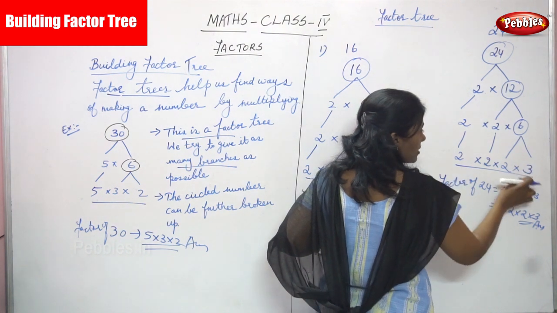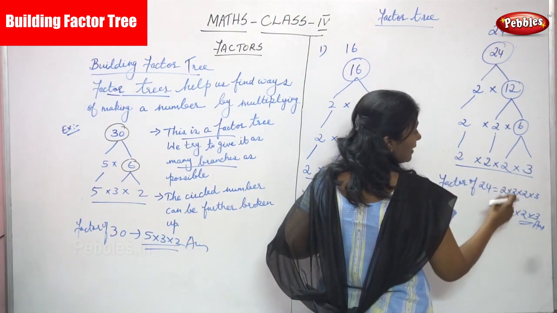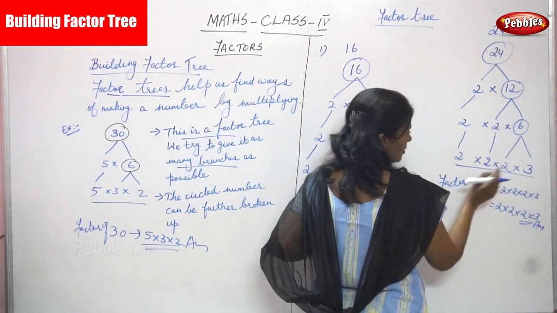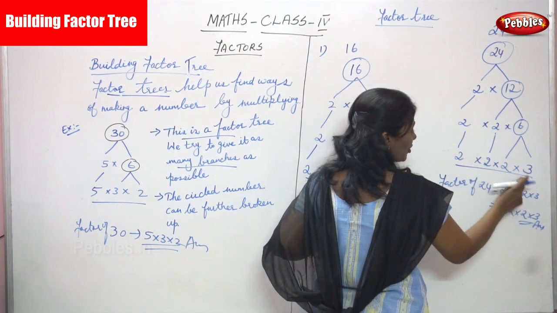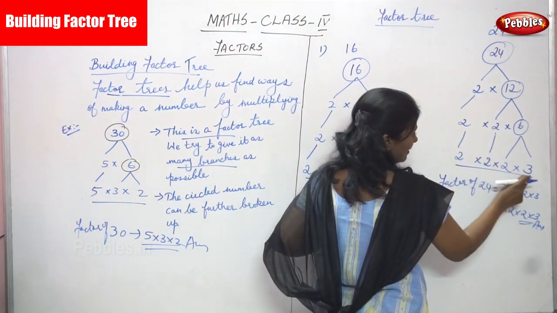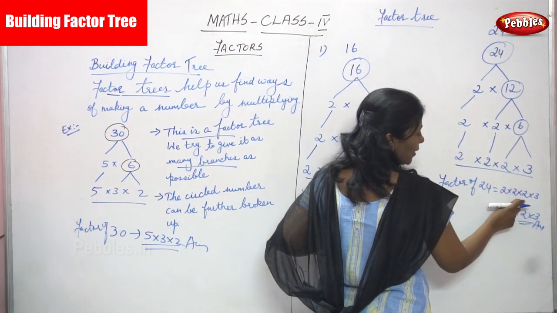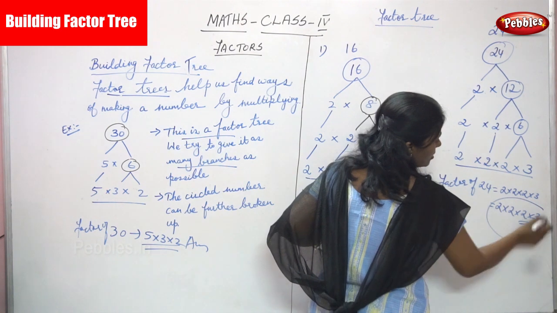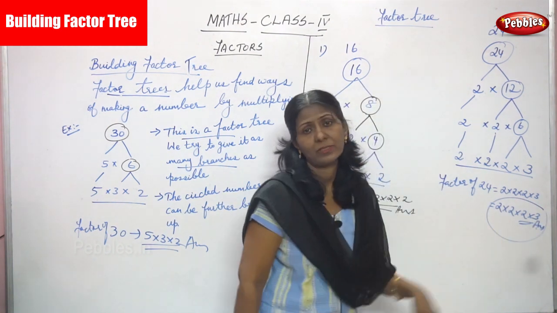Now if you want to circle the 3, again it is 3 into 1, the same number comes again. So it's not necessary to write, you stop here. So 2 into 2 into 2 into 3. So the factor of 24 is equal to 2 into 2 into 2 into 3. That means 2 into 2 is 4, 4 into 2 is 8, 8 into 3 is 24. The same number I have written here also. So this is the right answer for the question.